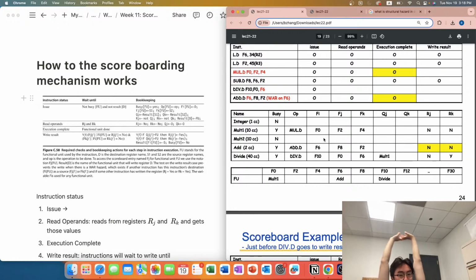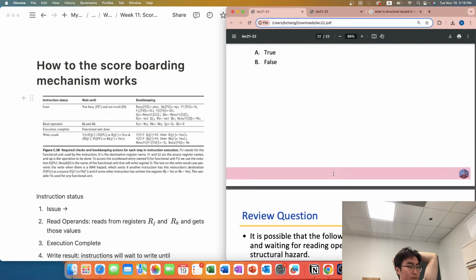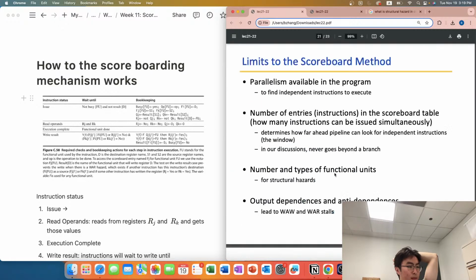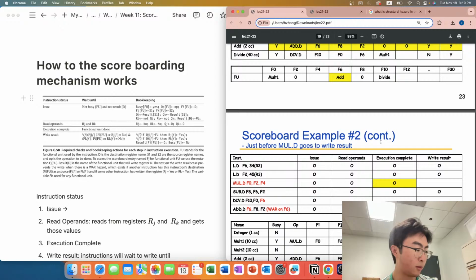Oh, man. Okay, so I think it's a good stopping point for the scoreboarding.